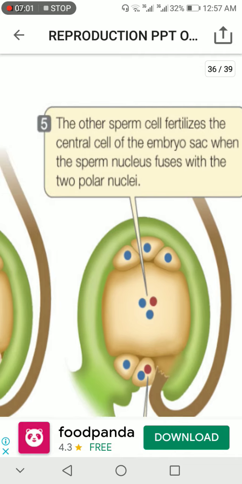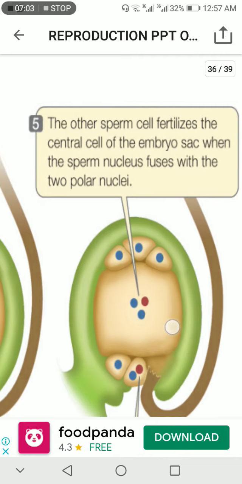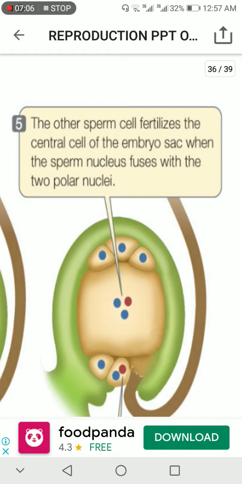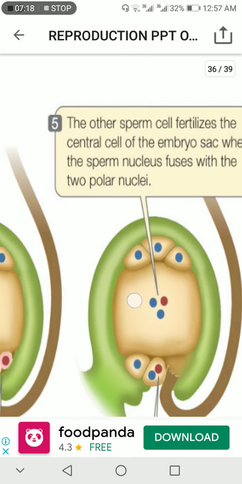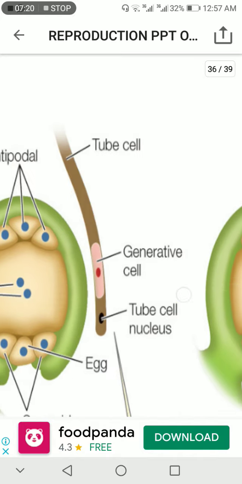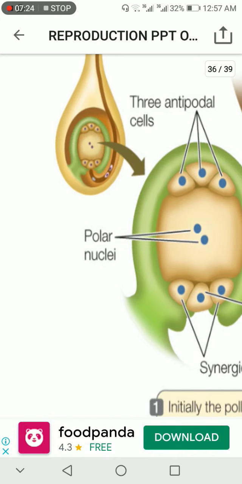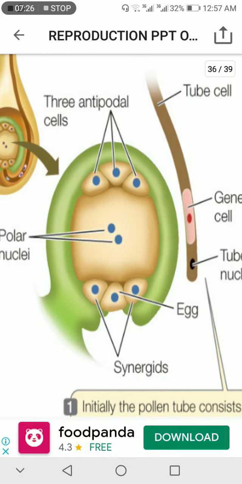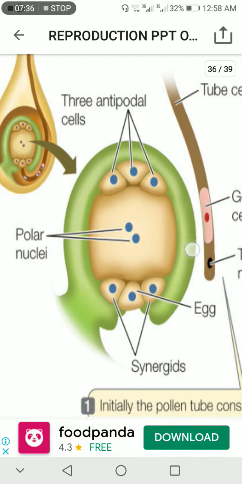Then the other sperm cell fertilizes the central cell of the embryo sac, when the sperm nucleus fuses with the two polar nuclei. Inside the embryo sac, you can see exactly in the middle, a diploid nucleus is present, which makes a triploid structure, and it is going to make the future endosperm. What is endosperm? Endosperm is going to provide food for the embryo.